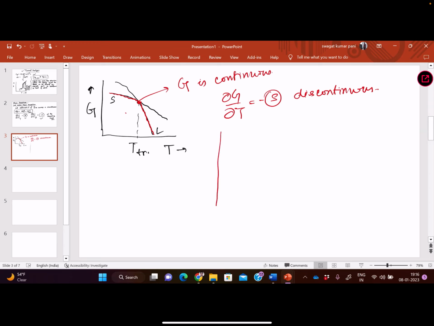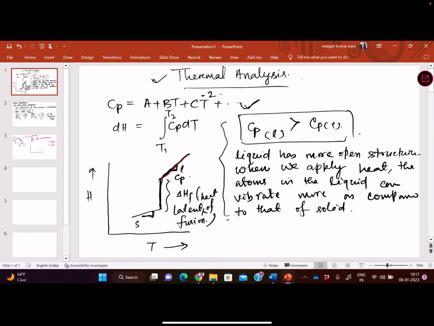Similarly, if you see enthalpy, entropy is basically the integral of Cp by T dT, and enthalpy is the integral of Cp dT. So we can show enthalpy in the same format as I have shown here already. This curve is continuous in the liquid and solid states, but here there is a discontinuity, a sharp drop in enthalpy. This is the indication of a first order transformation.